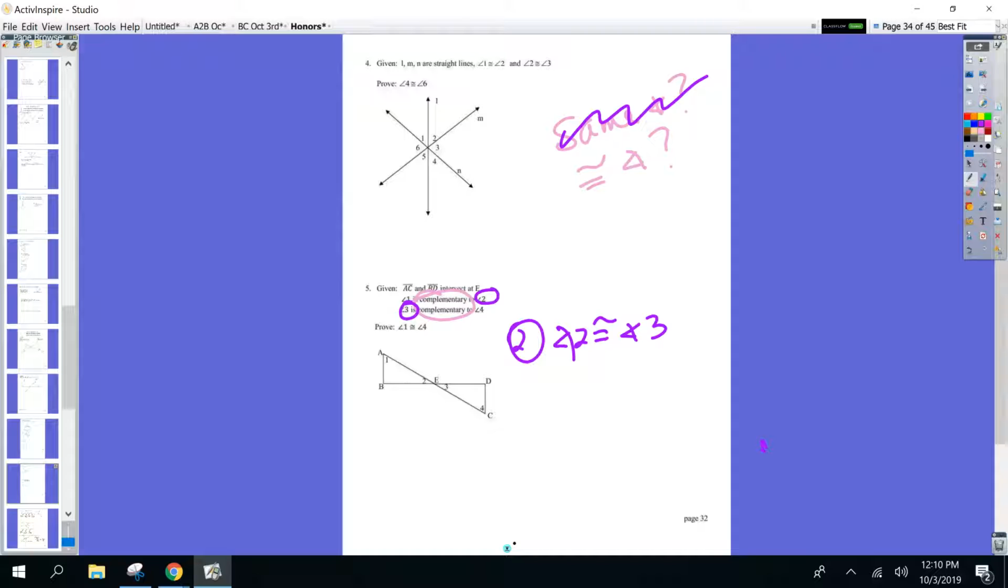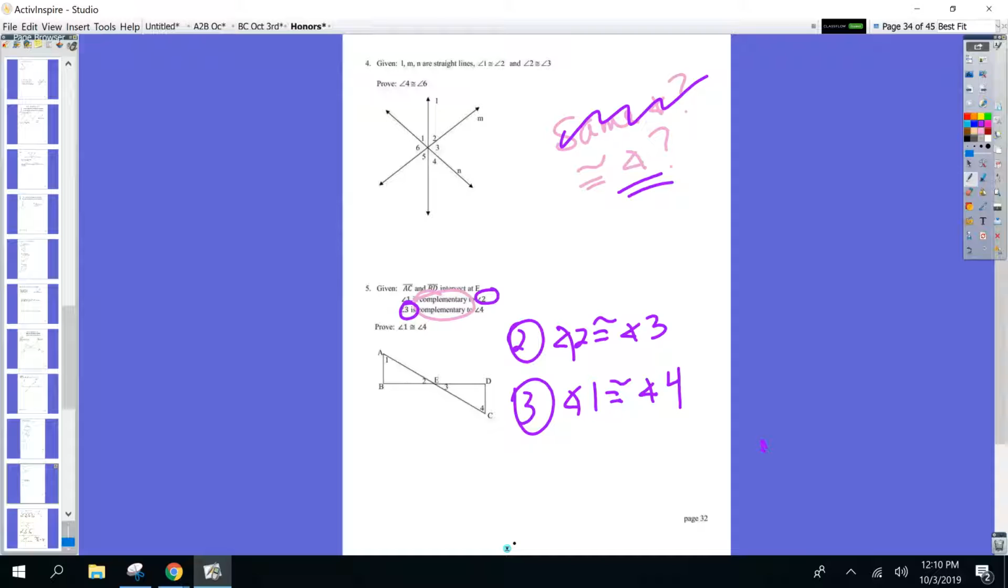Then in step 3, you could have said, all right, 1 and 4 have to be congruent because they are complements of what? Congruent angles. They are complements of congruent angles. So, 3-step proof.